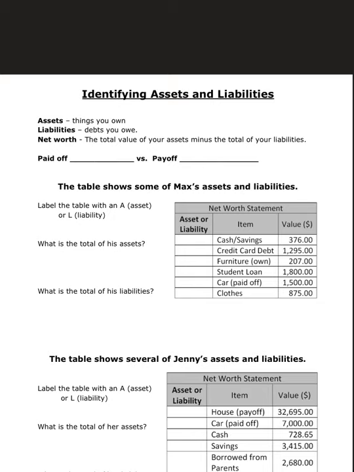So when you see it saying paid off versus pay off, well, paid off is something that is already paid off, therefore you own it, so that would be considered an asset. And something that you need to pay off, it's something you don't own because you're paying it off, then that would be a liability. Now for the problems, it says the table shows some of Max's assets and liabilities.